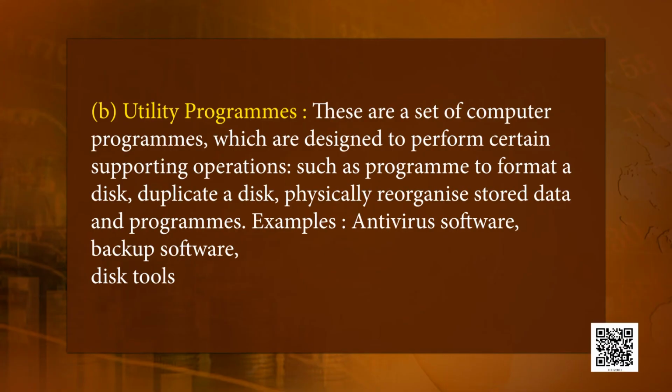Second type of software is utility programs. These are a set of computer programs which are designed to perform certain supporting operations such as program to format a disk, duplicate a disk, physically recognize stored data in programs. Examples: antivirus softwares, backup softwares, disk tools.